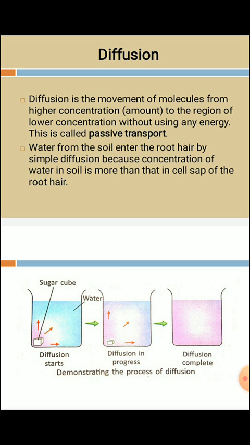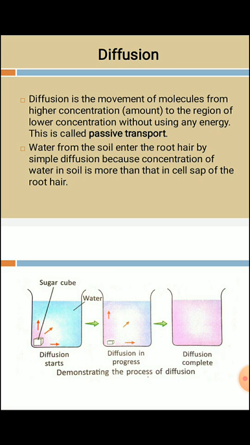First one is concentration, means from the region of higher to lower concentration. Higher concentration means where the amount of molecule is high, and the lower concentration means where the amount of molecule is very low. And the second factor is permeability of plasma membrane.